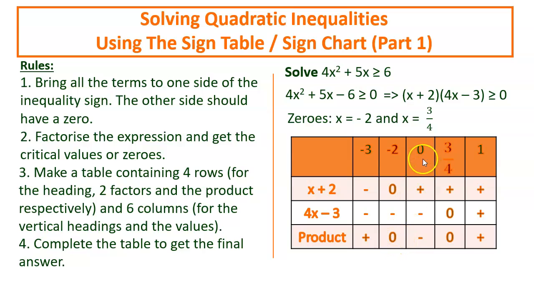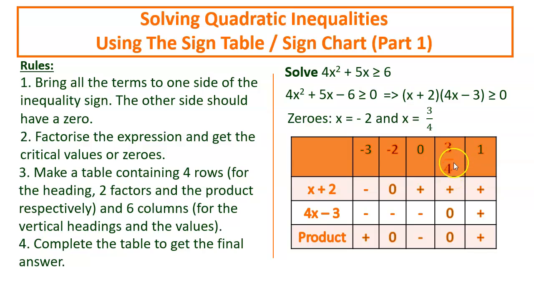Next comes the value x equal to 0. 0 plus 2 is plus 2, which is a positive number. So I have written a plus. You have to write a plus over here. And then 4x minus 3, 4 times 0 is 0 minus 3. It is a negative number, so minus sign over here. Positive number times negative number will be giving us a negative number as the product. So we are having a minus sign over here in this set.